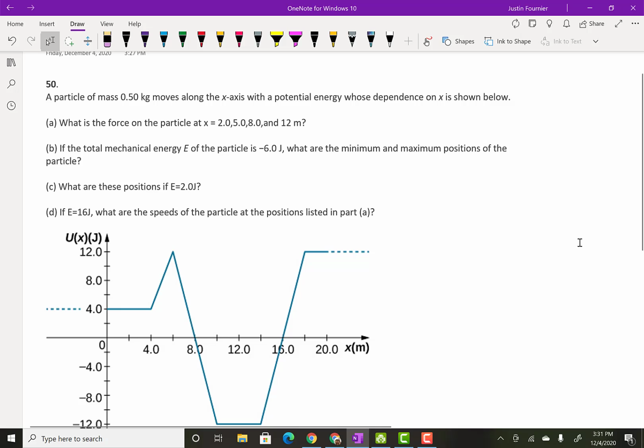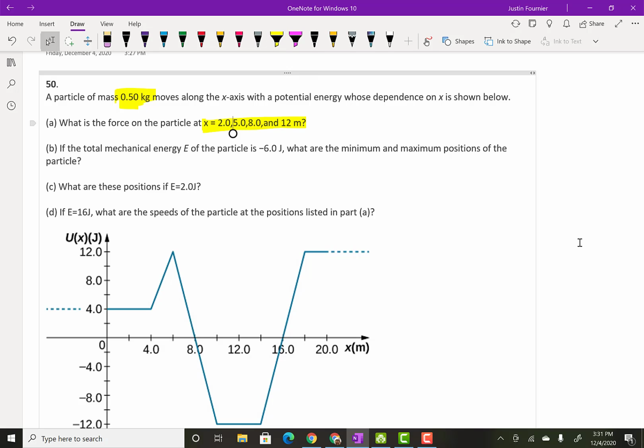So problem 50 says a particle of mass 0.5 kilograms moves along the x-axis with a potential energy whose dependence on x is shown below. What is the force on the particle at x equals these three things? In fact, let's separate them out so they're not so bad, like that. So yeah, we're trying to find out what's the force on the particle there. Let's just start with that.